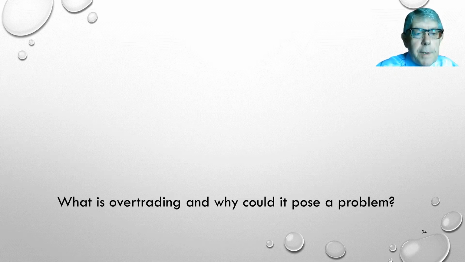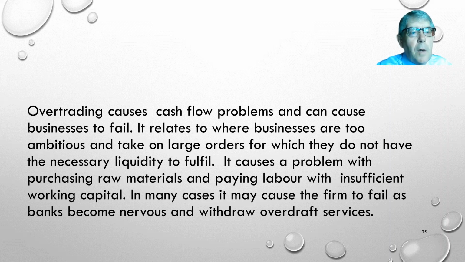What is overtrading and why could it pose a problem? Overtrading causes cash flow problems and can cause businesses to fail. It relates to where businesses are too ambitious and take on large orders for which they do not have the necessary liquidity to fulfill. It causes a problem with purchasing raw materials and paying labour with insufficient working capital. In many cases, it may cause the firm to fail as banks become nervous and withdraw overdraft services.